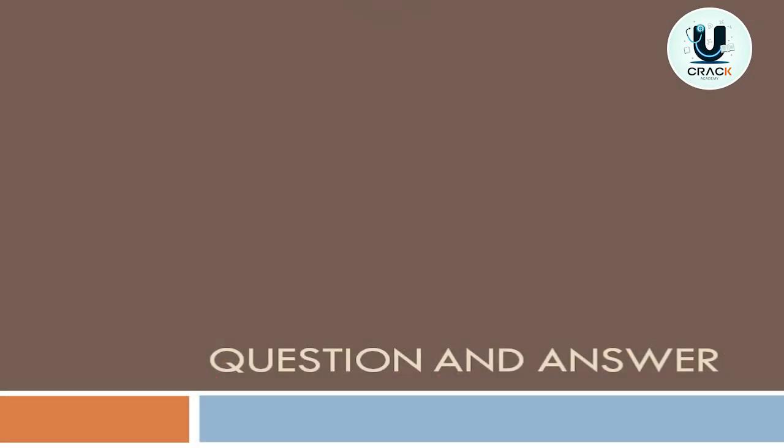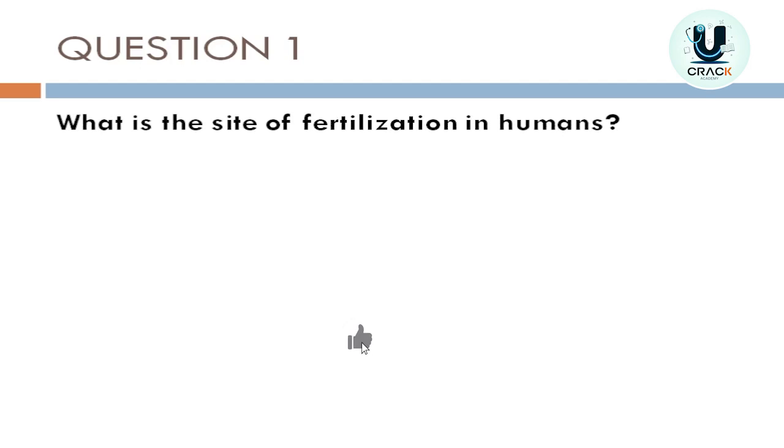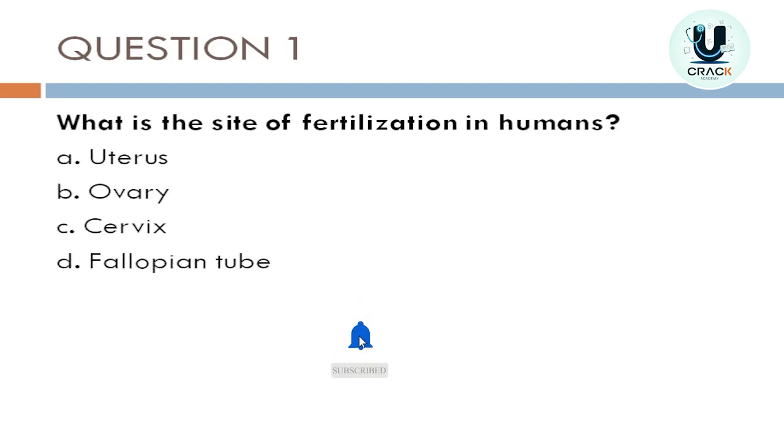Followed by question and answer. Question number 1. What is the site of fertilization in humans? A. Uterus, B. Ovary, C. Cervix, D. Fallopian tube. Answer: fallopian tube.